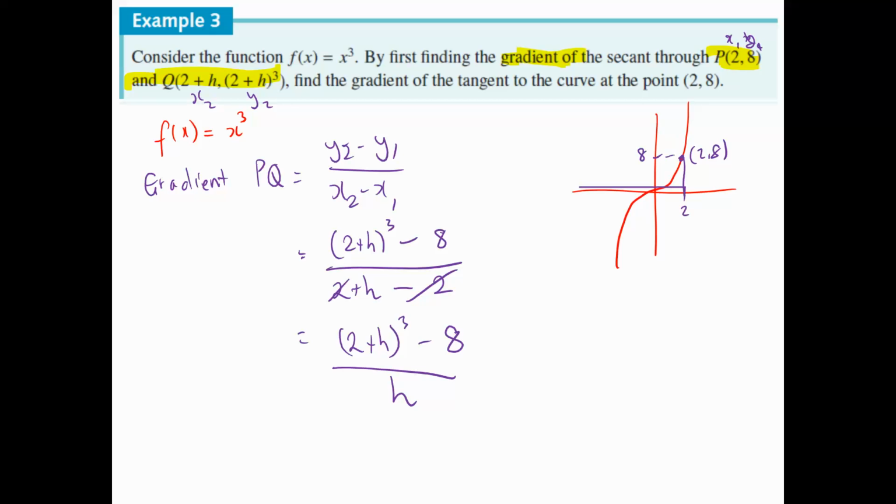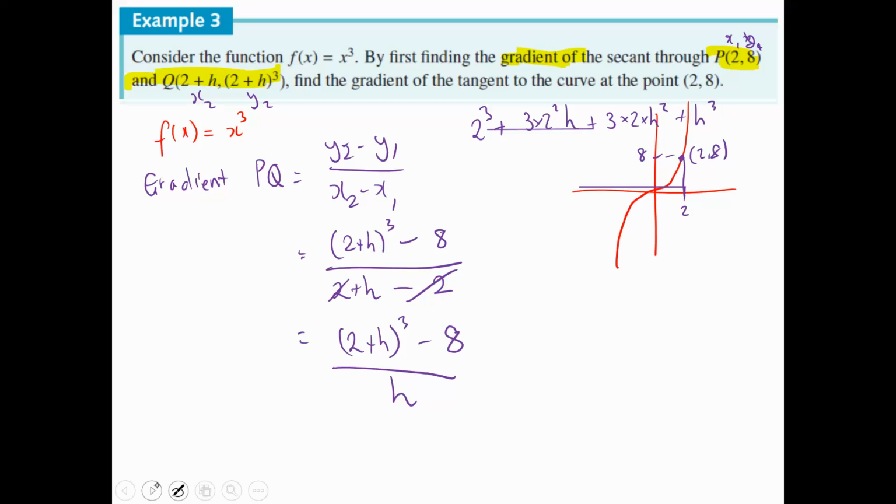Okay, so that's why you need to expand (2 + h)^3. Just out of interest, does anyone know how to expand (2 + h)^3? Yes, Seb? 8 plus 12h, I think. Yep, so 2 cubed plus 3 times 2 squared h, good, plus 3 times 2 times h squared, good, plus h cubed. Very good.